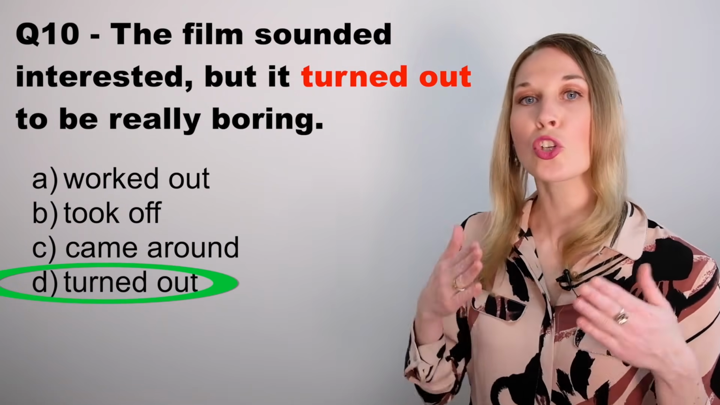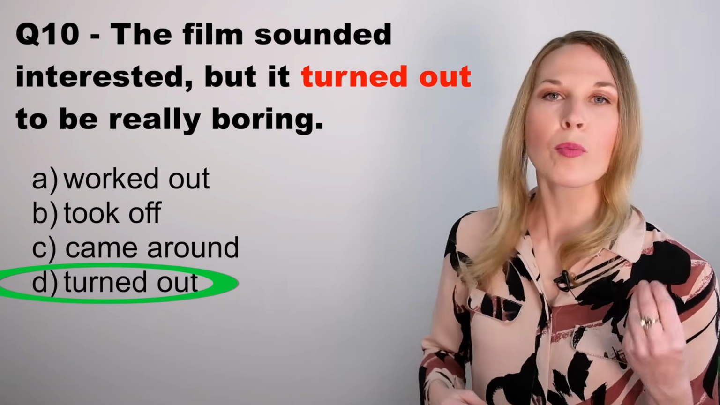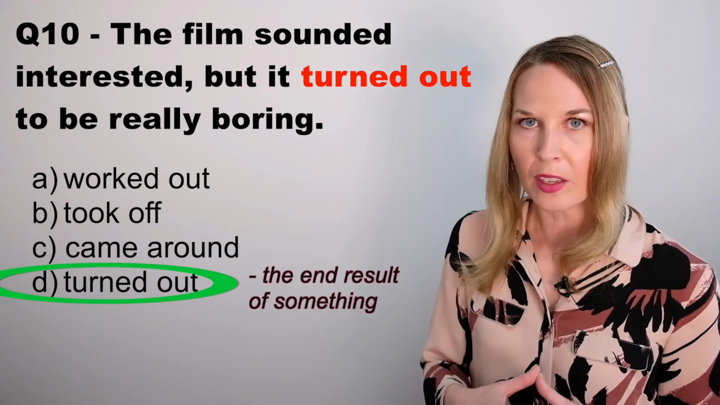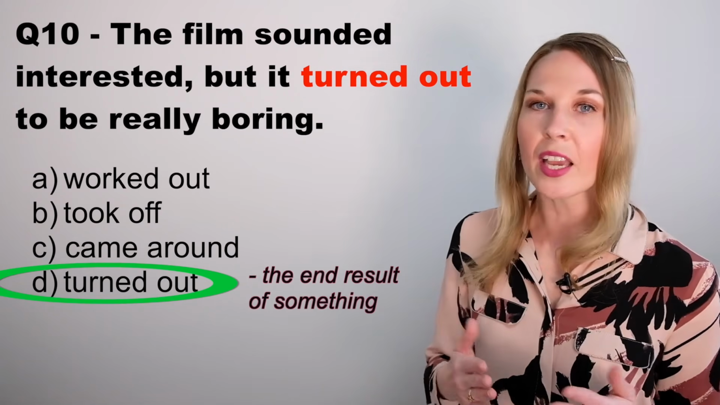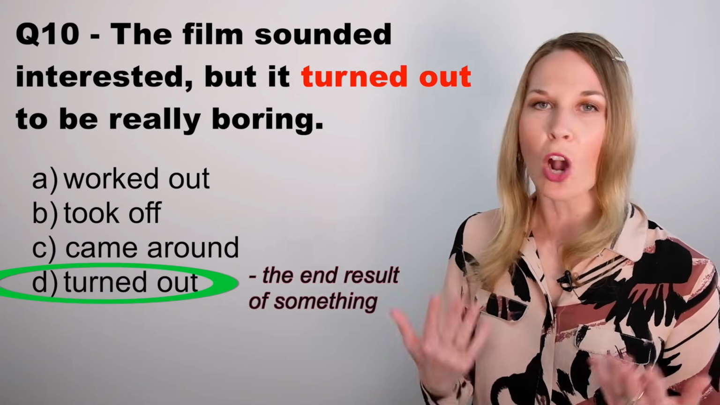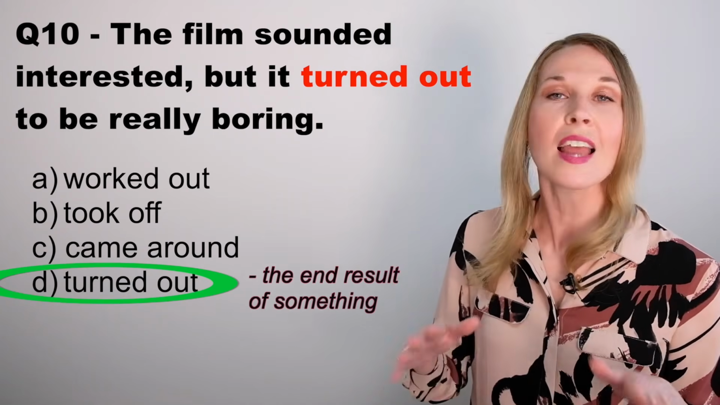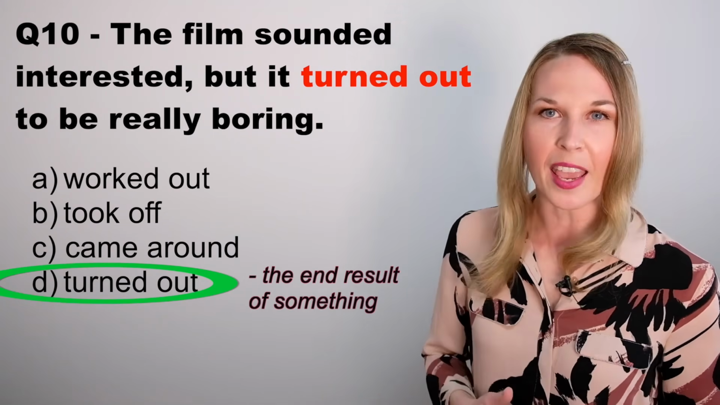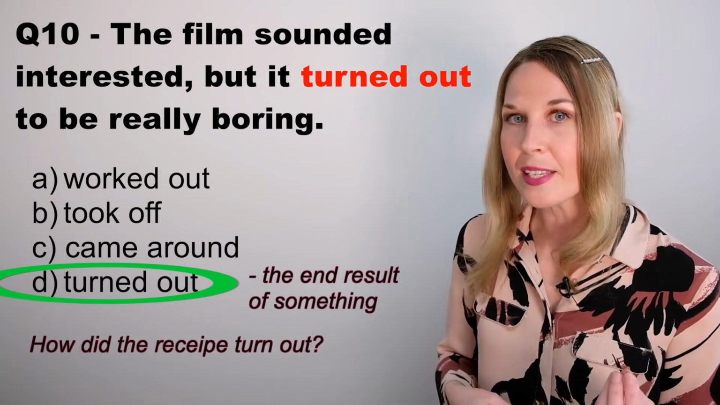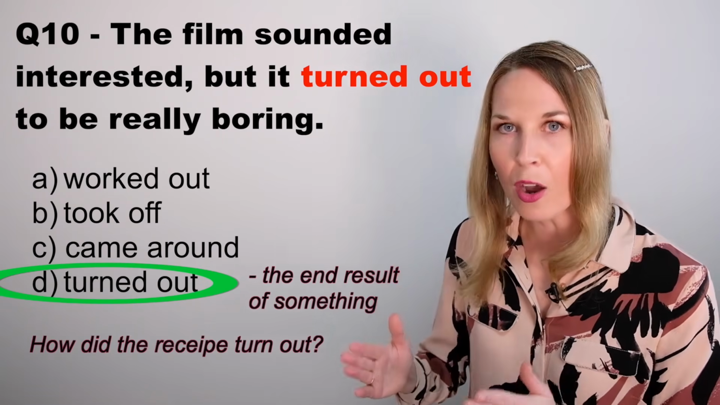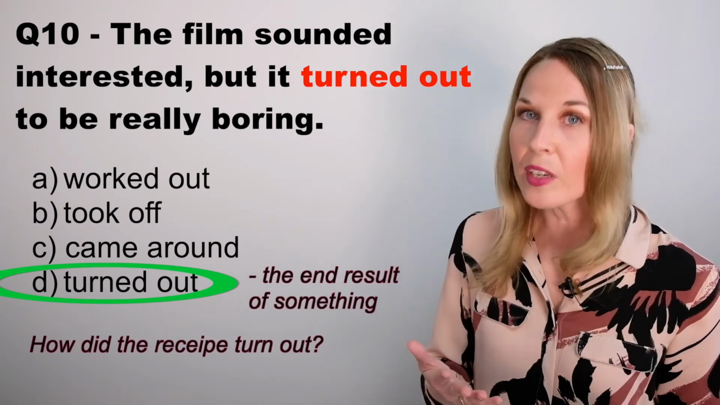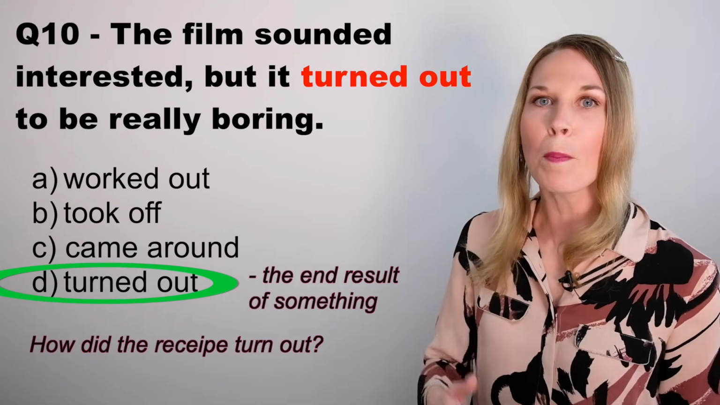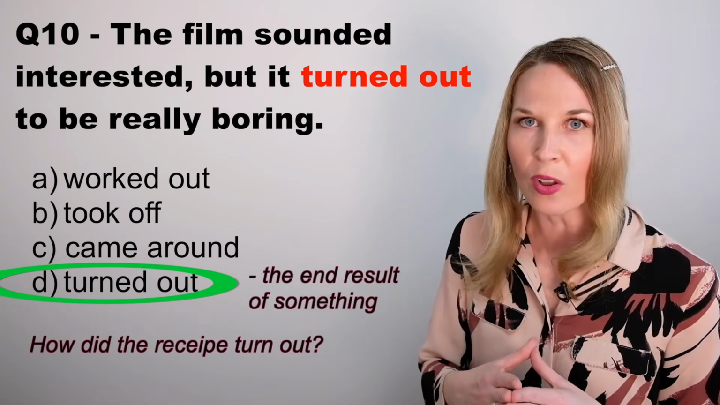We use "to turn out" when we're talking about the end result of something. So let's say you're trying a new recipe and it's for chocolate chip cookies. You've never made this recipe before. Your friend could say, how did the recipe turn out? How did the cookies turn out? Your friend is asking about the end result.